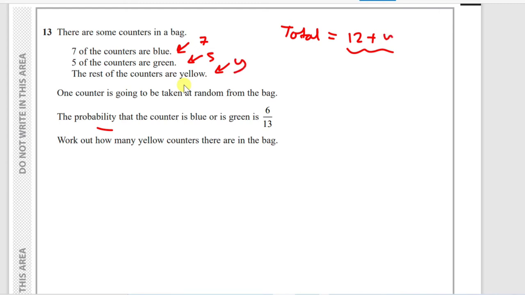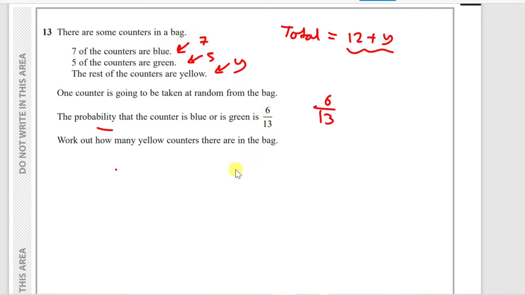Let's call it Y, yeah? 12 plus Y counters. Now, if it helps, we'll do it step by step. It says the probability that he takes a blue or a green is 6 out of 13. Now, we have to ask ourselves, how would we do it ourselves? So if you want to take a blue or green, how many blues or greens do we have altogether? We said we had 12, right?